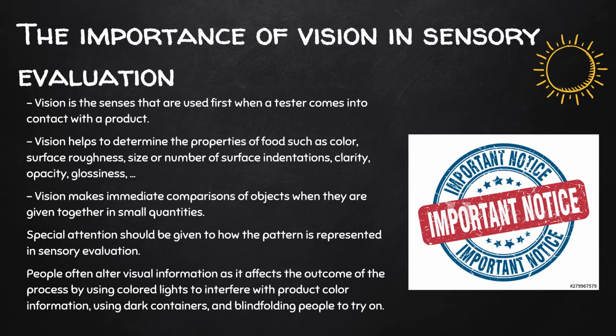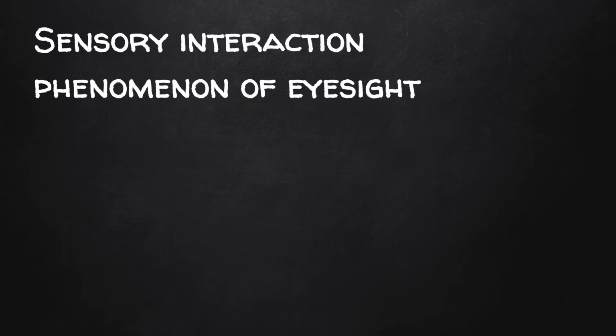Special attention should be given to how the pointer is represented in sensory evaluation. People often alter visual information as it affects the outcome of the process, by using colored lights to interfere with product color information, using dark containers and blindfolding people to taste. The next slide is sensory integration phenomena of eyesight.